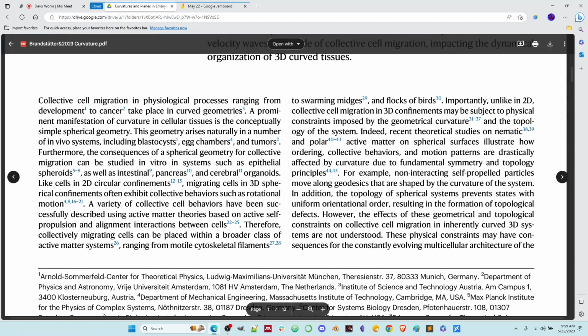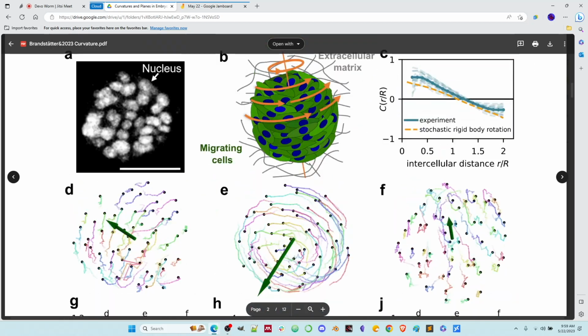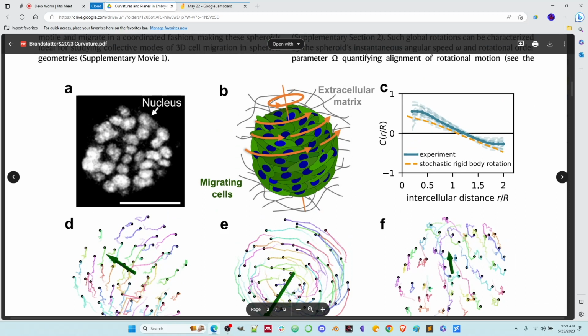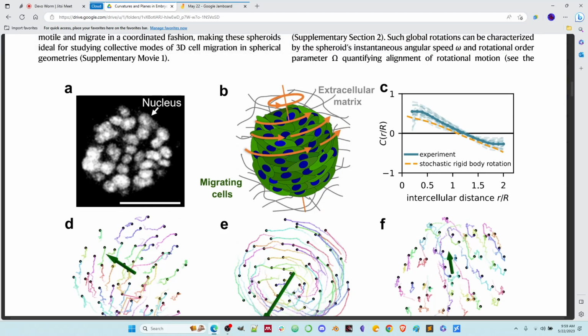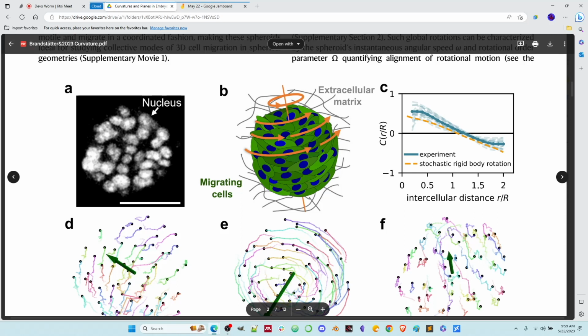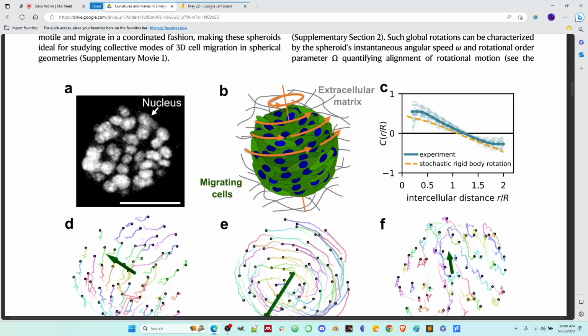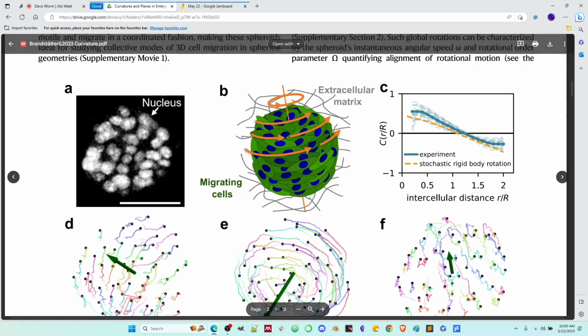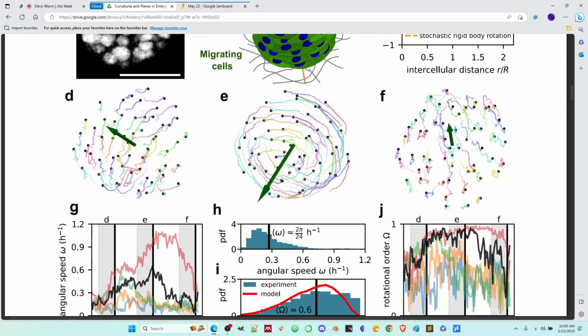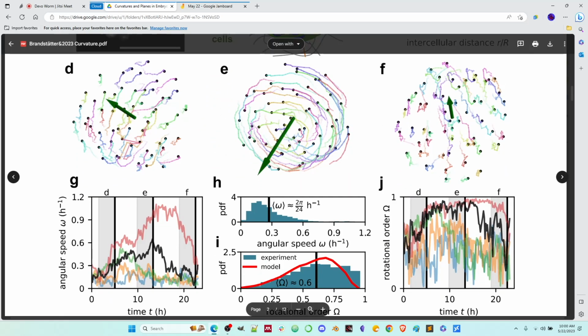Here's an example of the nuclei in this collective, and there's the spherical pattern. You have the extracellular matrix out here. The cells are migrating around this axis, so they're migrating in a spherical pattern, but it's organized. Here, these are examples of collective migration along an orientation route. They're all collectively moving around each other, but going in this direction or this direction or this direction. So you have this directional migration.